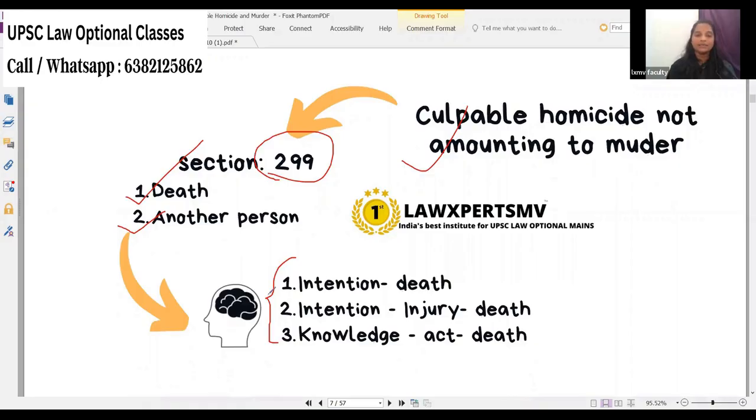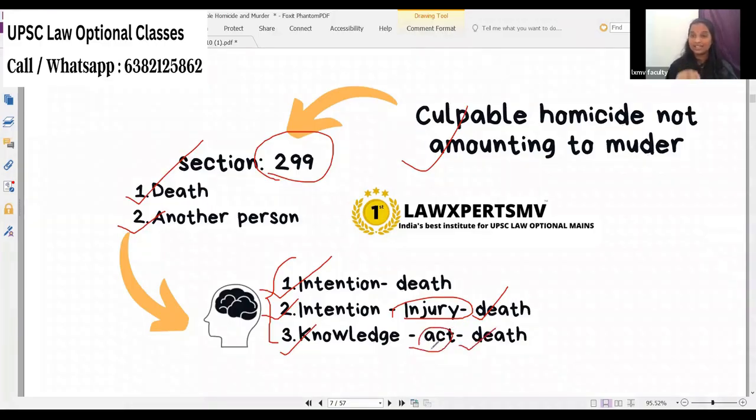Okay. First limb, you cause the death with the intention of causing death. So you must have the intention while you are causing death. Next, you have an intention to cause only a bodily injury, which is likely to result in death. Very simple. You don't have any intention to cause death, but you have an intention to cause some bodily injury. But the nature of this bodily injury is of such a nature that in some probability, mere probability, it will result in death. Okay. Next, you have the knowledge that your act was likely to cause death.